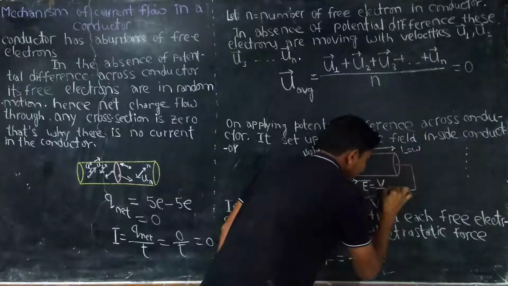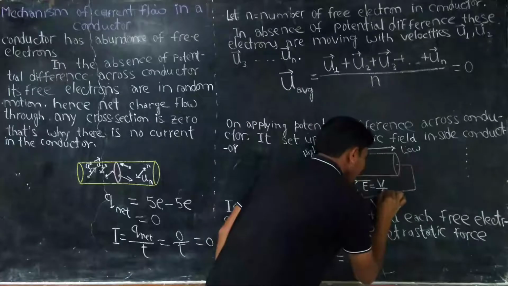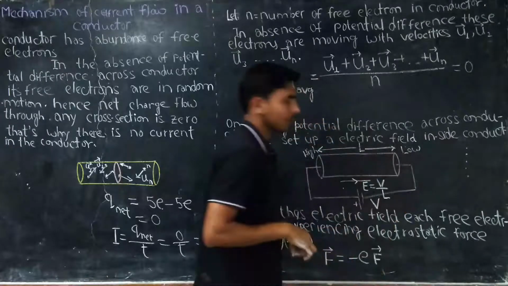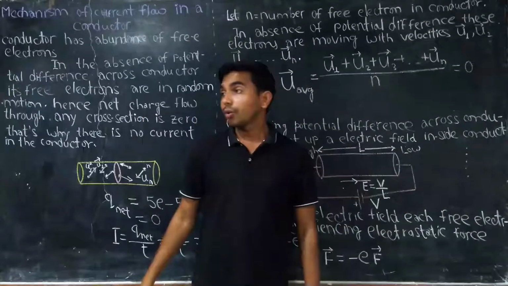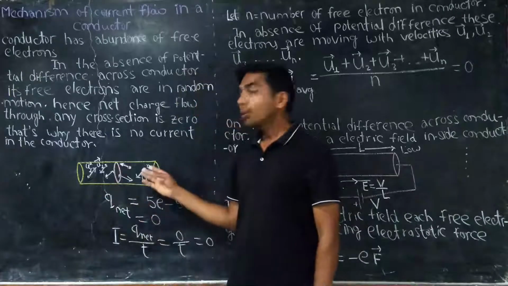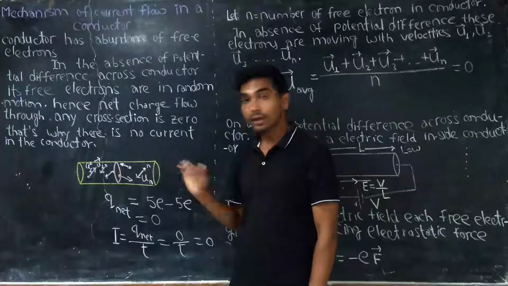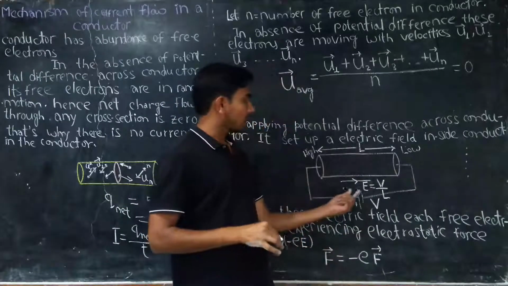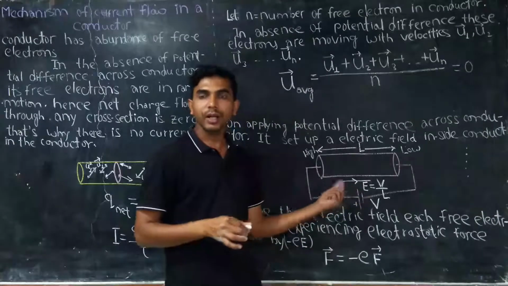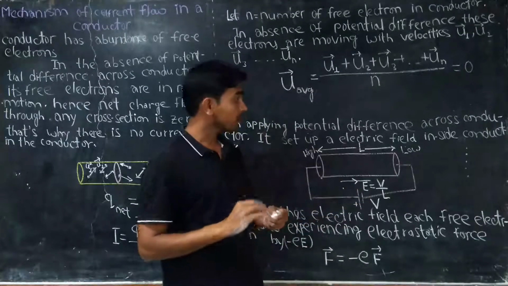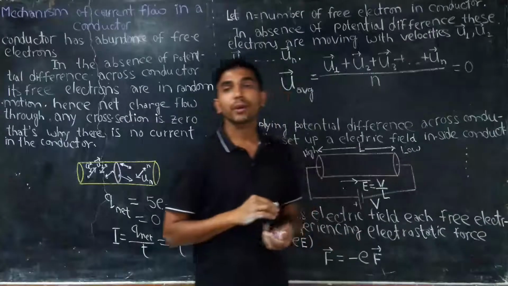V by L is the electric field, right? Initially there was no electric field, and now an electric field is established inside the conductor. So what is going to happen here?